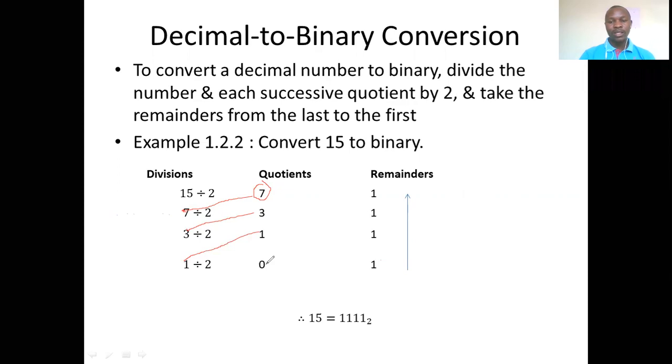And what you do next now is to take your remainders starting from the bottom going upwards, and then we have 1, 1, 1, 1 as our binary number. So 15 to the base 10 is equal to 1111 to the base 2. That's how you do the conversion, as simple as that.